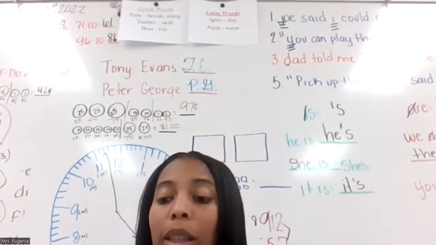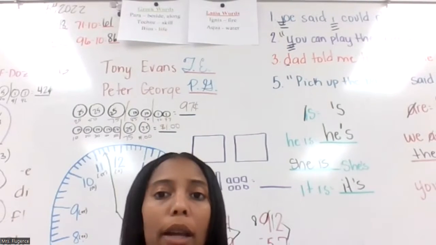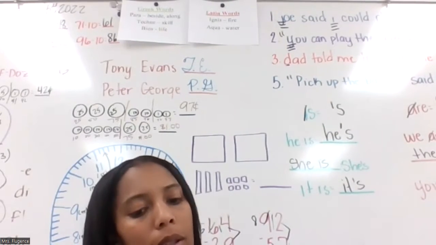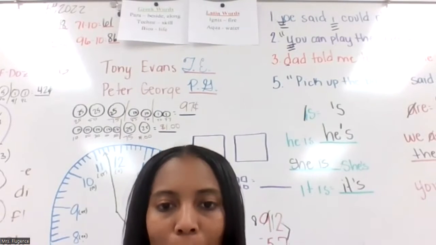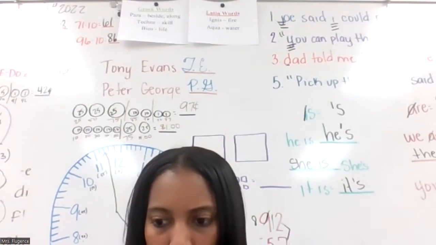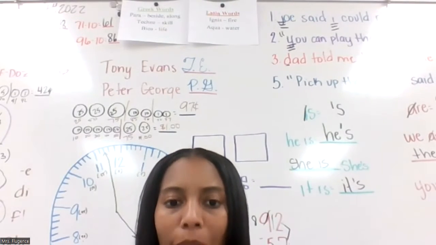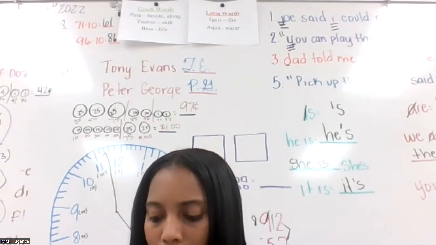Cowboys, like I said, would live with the cattle. They would give them food, water, and protection. Okay, let's look at 125. Cattle drive. So let's talk about how they would get the cow from the west to the east coast. Let's talk about that.